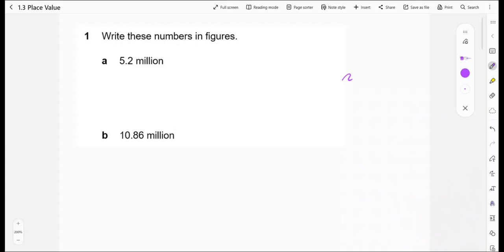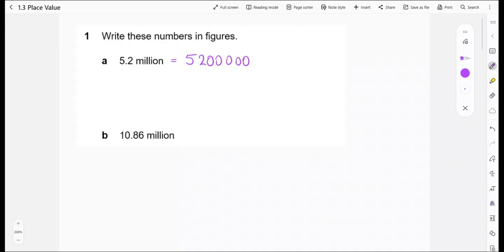So these first two, it is to write numbers in figures, and what that means is to use digits or numbers to display the number that is written. So we've got 5.2 million. 5.2 million is going to be a number that starts with a 5, that's for the 5 million, and then it is followed by a 2, that's the 0.2. And you need to make sure that there are 6 digits written after the 5. So we have 5 and then 2, and then we've got 1, 2, 3, 4, 5, which makes 6 digits in total after the 5.